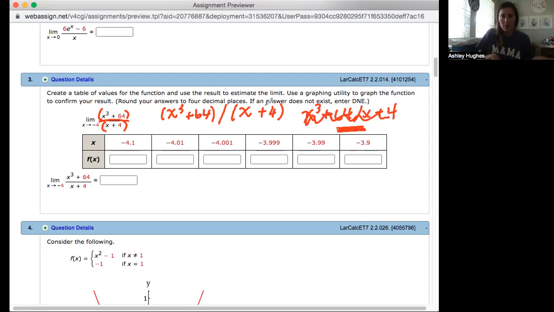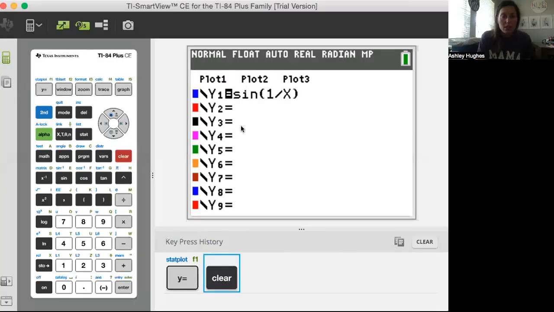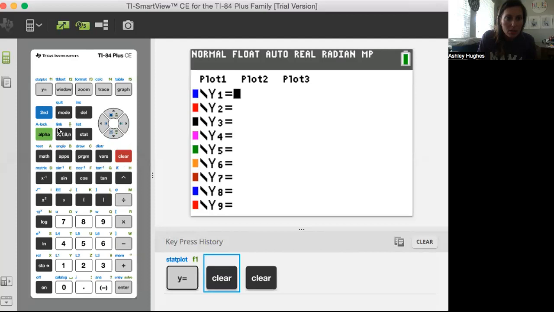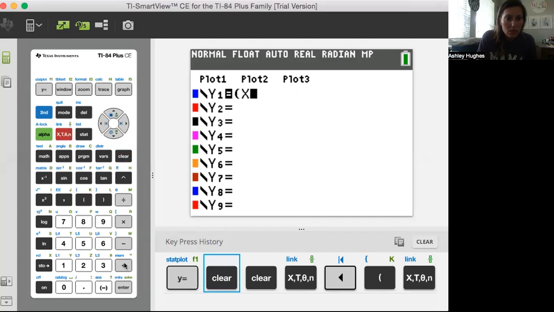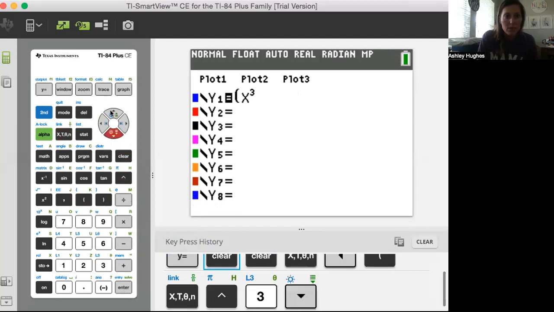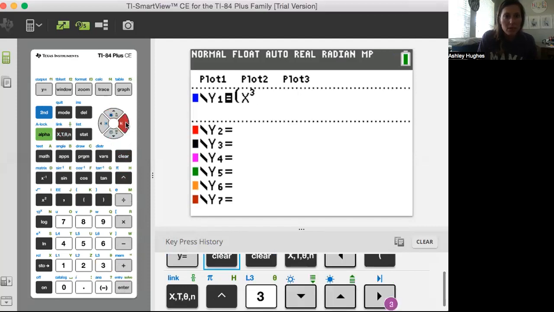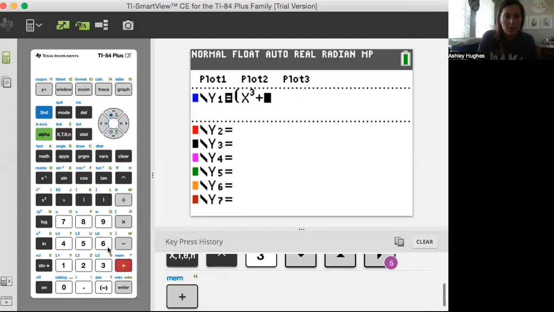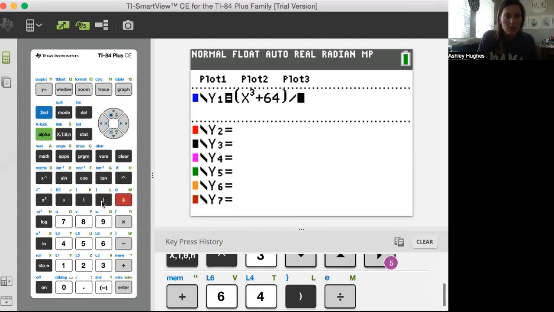So I'm going to go ahead and demo this one. So x cubed plus 64 over x plus 4. Let's go to the calculator view. So we have x cubed, oh, what did I forget to do? Parentheses, x cubed plus 64, divided by x plus 4.